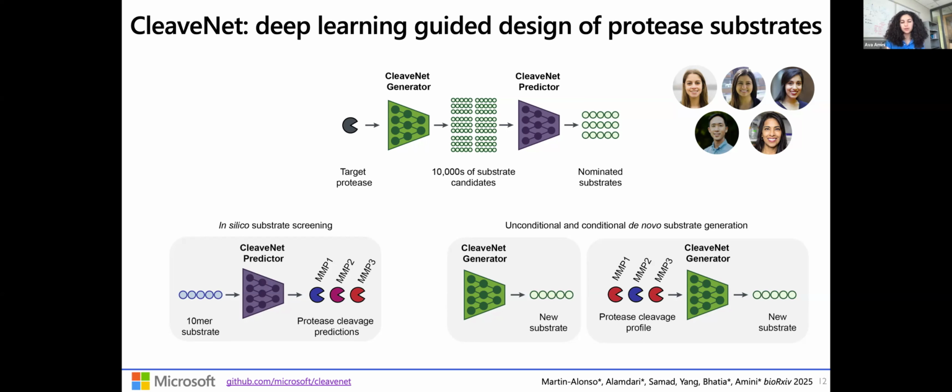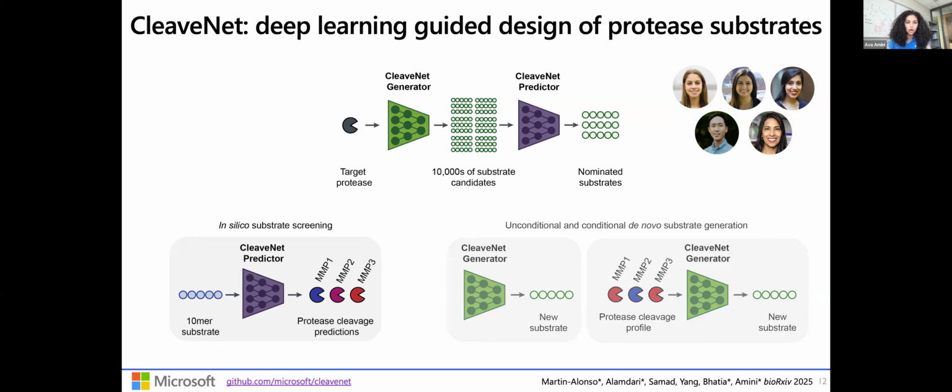And so today I'll go through this kind of end-to-end pipeline, both from a modeling perspective in terms of how we developed and validated the predictor and generator models in silico, but also an experimental perspective in terms of how we have actually brought the generations from CleaveNet to the wet lab and validated them and deployed them through large-scale in vitro experimental screens. Okay, so that sets the stage.